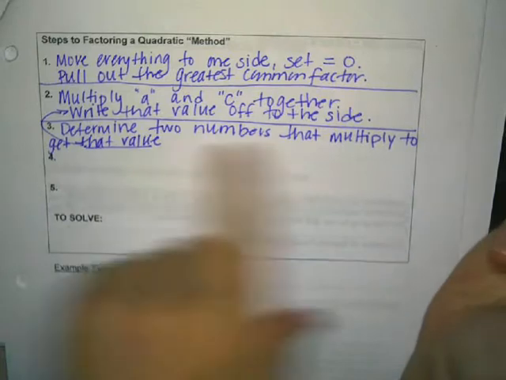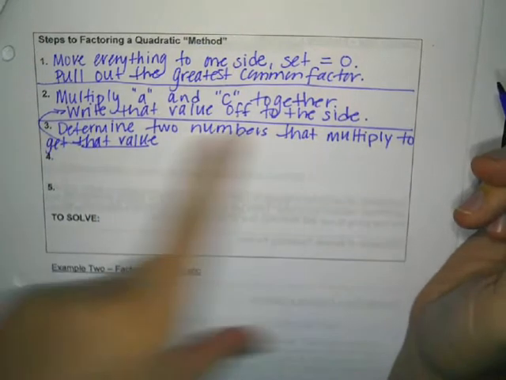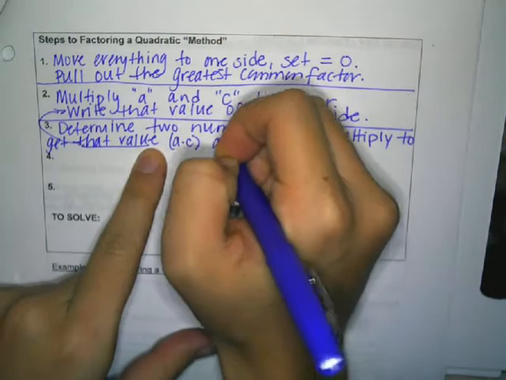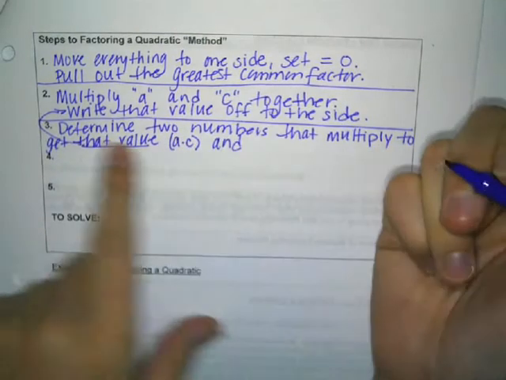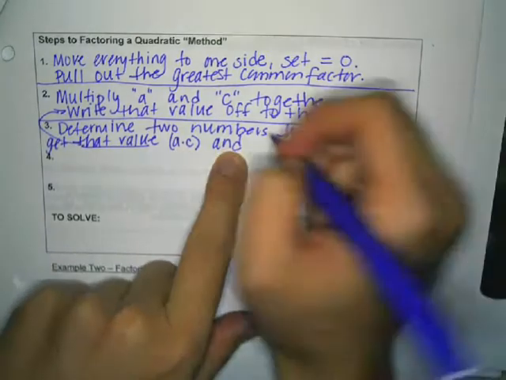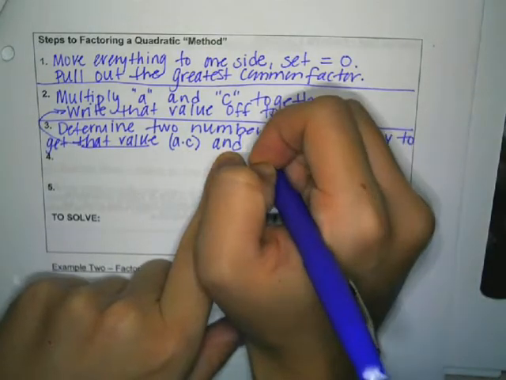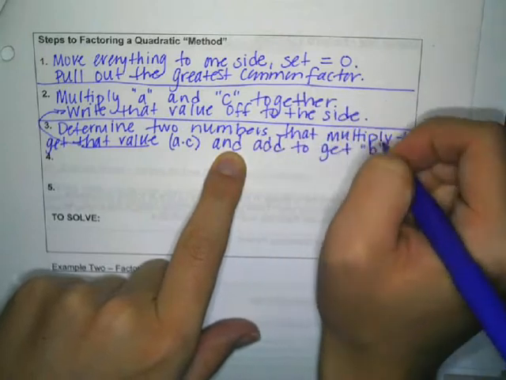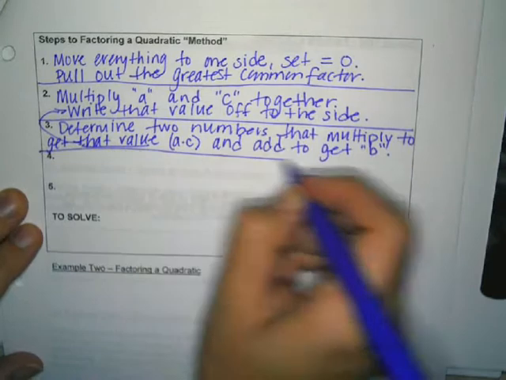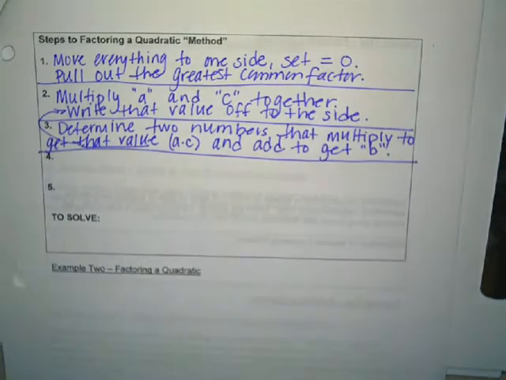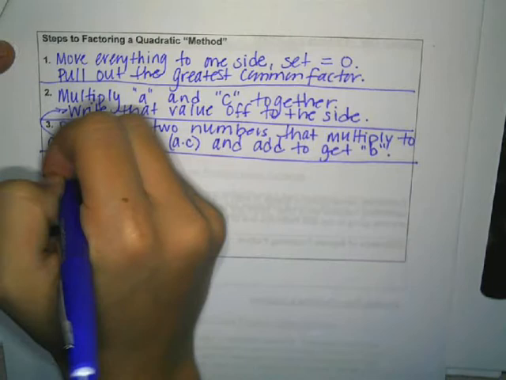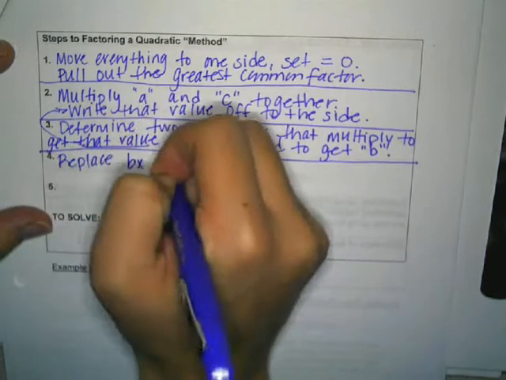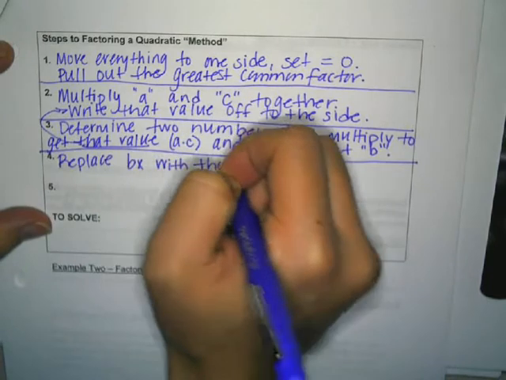Determine two numbers that multiply to get that value, so whatever A times C was. And they not only have to multiply to get that value of A times C, they also have to add to get your value for B. Okay. Fourth step will be to replace Bx with those two numbers.